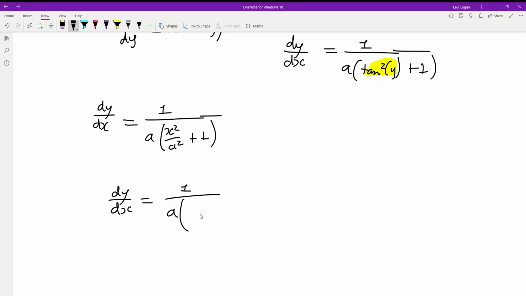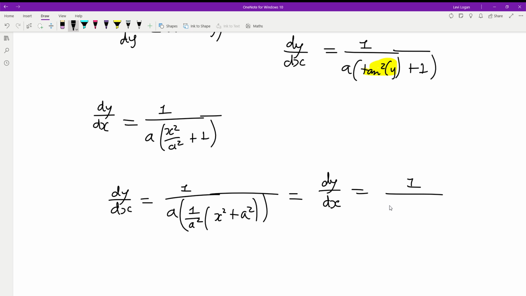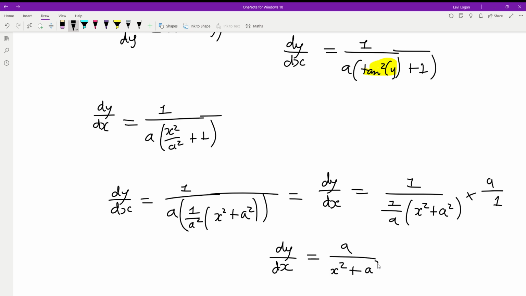This is what I'm going to get: 1 on a squared, x squared plus a squared. If I were to multiply that all out, I'd get this expression here. If I take that outside, I get dy/dx is equal to 1 on a times by 1 on a squared is 1 on a times x squared plus a squared. Flip and turn that, times that by a on 1, that gets rid of that. So I get dy/dx is equal to a on x squared plus a squared.